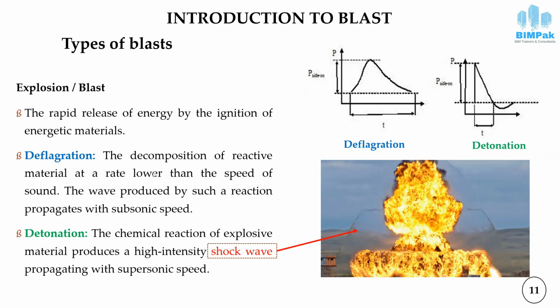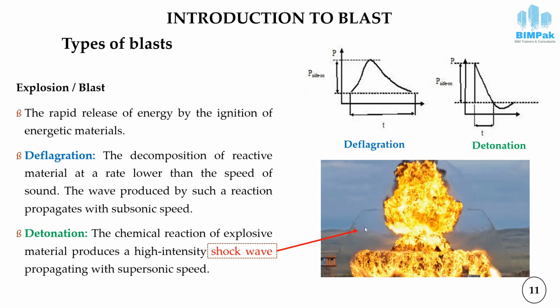Whereas in the case of detonation, it is the chemical reaction of explosive material which produces a high intensity shock wave, and this wave will propagate with supersonic speed, almost 3 to 4 times the speed of sound. In the picture, you can see an image of a blast in which you can see a fireball and then some transparent layer.